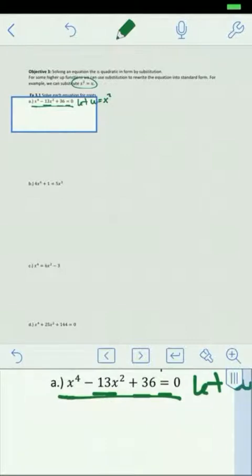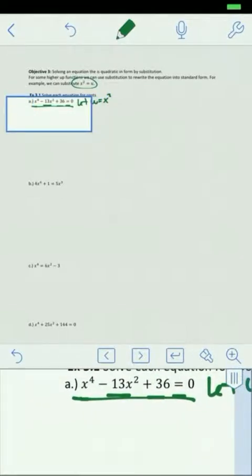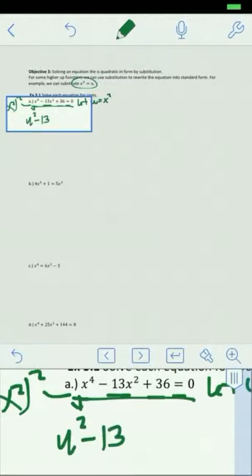Let U equal x squared. So for every x squared, I'm going to put in a U. First thing I got to remember is that x to the fourth is an x squared squared. So this first guy becomes U squared. Minus 13, there's another x squared, so that's going to become a U. Plus 36 equals 0. Now it's a quadratic, and now I can solve. So notice how that works.